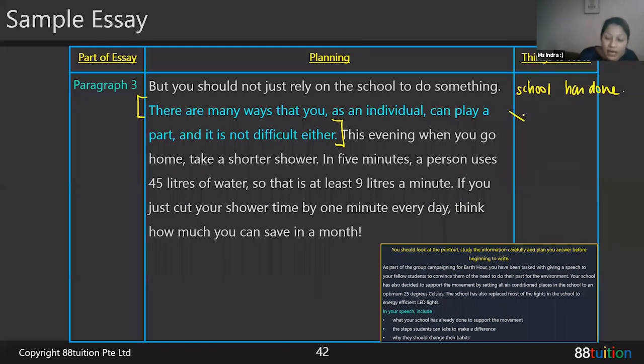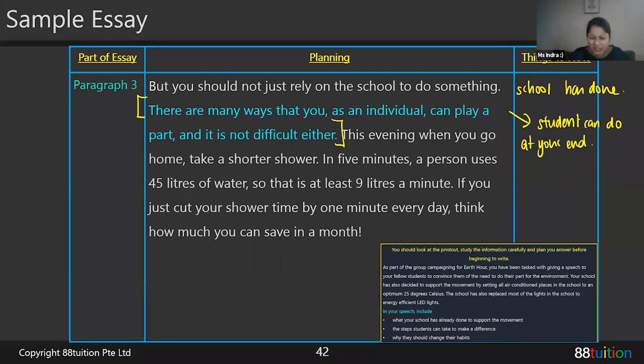Okay, over here now is what the student can do at your end. Your role to play. This evening when you go home, take a shorter shower. In 5 minutes, a person uses, so you're implementing what you know, or the information given to you in the situational piece, and you're putting it in. A person uses 45 liters of water, so there's at least 9 liters a minute.